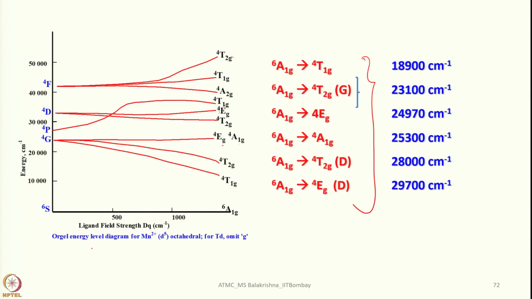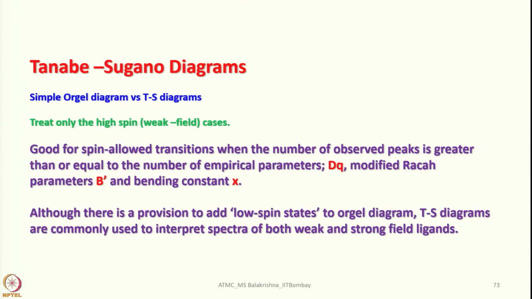So the Orgel energy level diagram for manganese d5. For Td, omit G. For the d you can only use this one, but reverse it and omit G, so it becomes the Orgel diagram for tetrahedral geometry. Now let us look into Tanabe-Sugano diagrams. Simple Orgel diagrams versus TS diagrams, we have to see the difference. Orgel diagrams look very simple, whereas TS diagrams look a little complicated. When you look into it, you will come to know. And Orgel diagrams treat only high spin complexes, especially weak field complexes, whereas the TS diagram can accommodate spectral information for both weak field and strong field complexes.